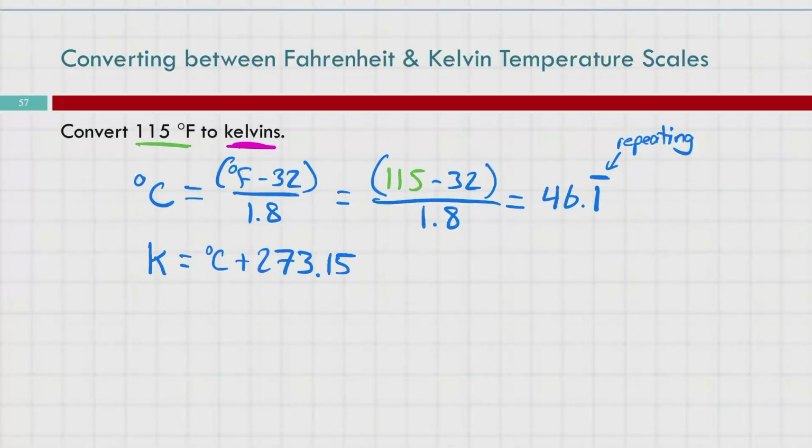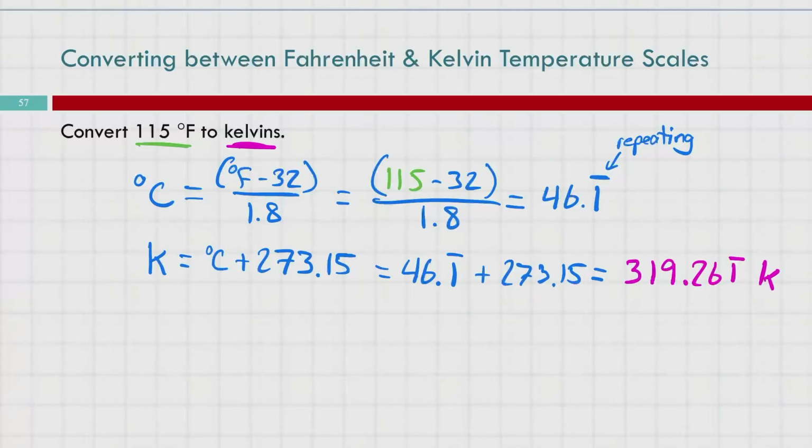And so then we can put that into our second equation here. 46.1 repeating plus 273.15. Anytime that you want to put in whatever thing repeating, you just press it until your calculator stops letting you press it, basically. Or you take the previous answer and use that. That gives us 319.261, and that one looks like it's repeating. Our unit would be Kelvin.